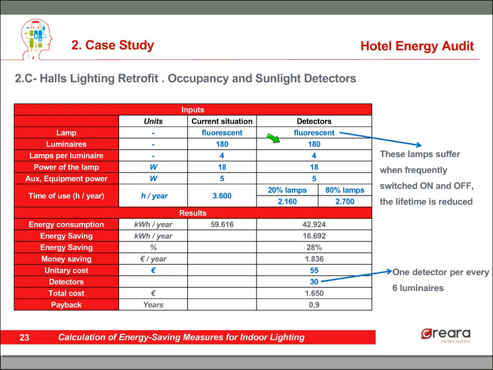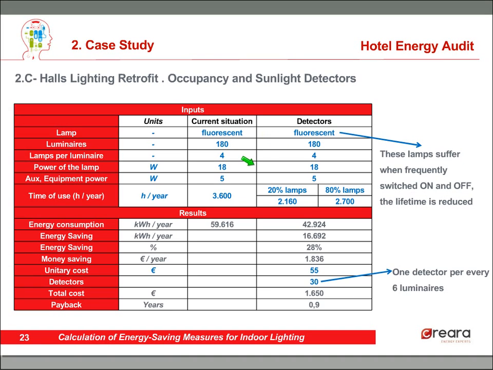First of all, a note: if we install the detectors, we can have a problem because fluorescent lamps can suffer when they are frequently switched on and off, and the lifetime is reduced. The consumption is not higher, but the lifetime is reduced. So we should use special auxiliary equipment that is prepared for frequent switching on and off.